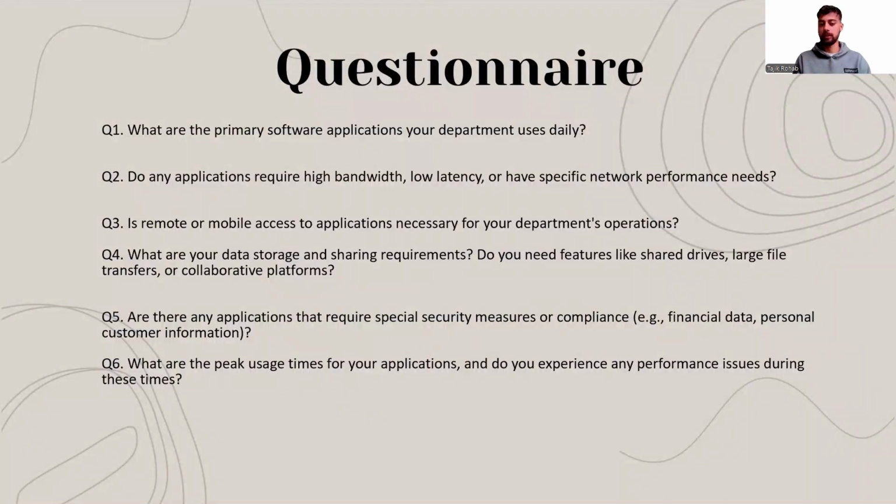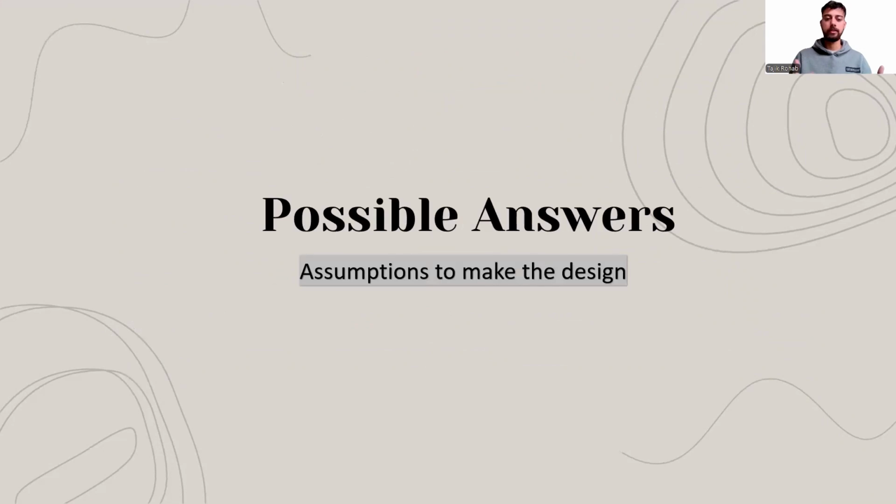Are there any applications that require special security measures or compliance? What security measures they want in place? It's really important that security measures are considered while making network design. And what are the peak user times for your application? And do you experience any performance issues during these times? So what will really be the peak usage of that network, and how we can tackle that. So once we've made the questionnaire, it is very important that we assume some answers, and once we've recorded their answers, we can then move on to the network design phase.